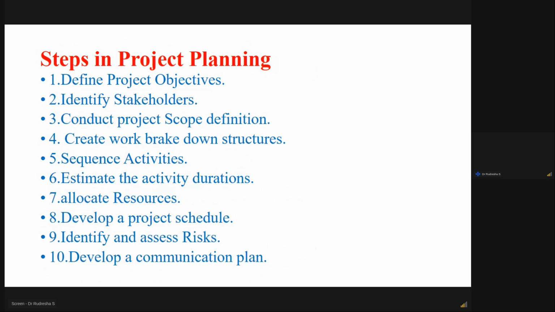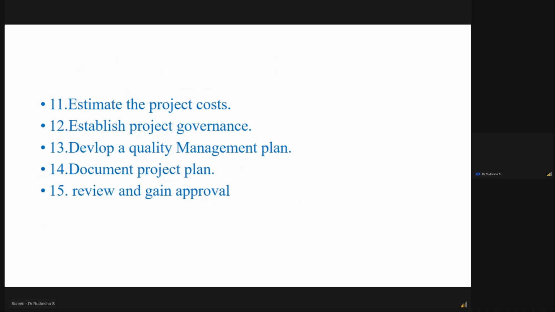Steps in project planning: define the project objectives, identify the stakeholders, conduct the project scope definition, create the work breakdown structure, sequence activities, estimate the activity duration, allocate the resources, develop a project schedule, identify and assess the risk, develop a communication plan. These are the steps of project planning. And estimate the project cost, establish the project governance, develop a quality management plan, document the project plan, review, gain approval.